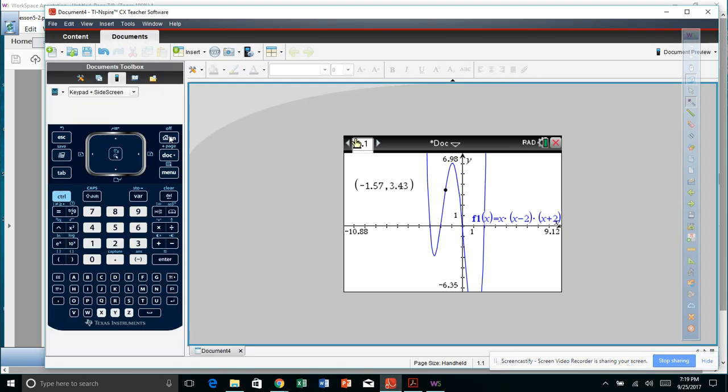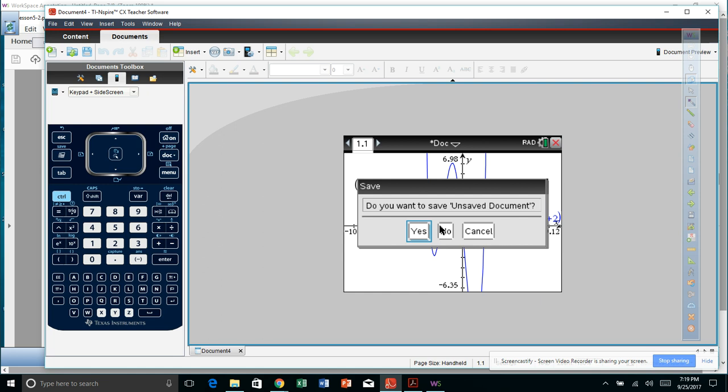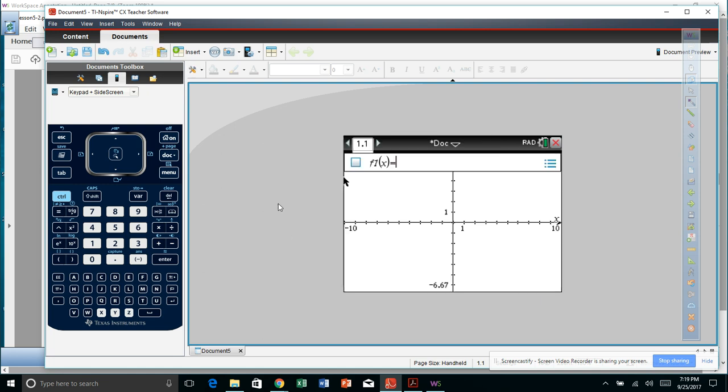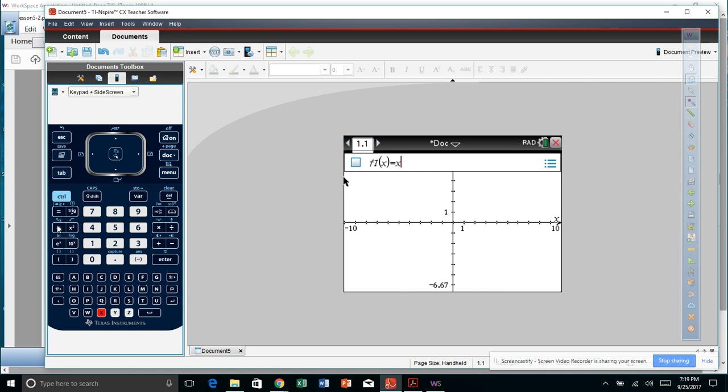Let's go here, new document, and graph. We'll put in x to the fourth. See, no global max, one global min. And then if you make that a negative, now you have no global min or local min, but you have one global max, and that would be at x equals 0. So that's how that works.